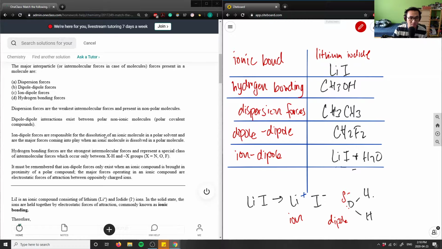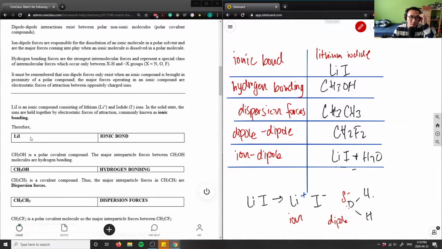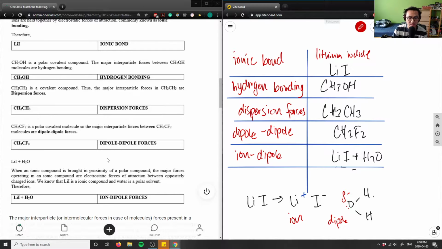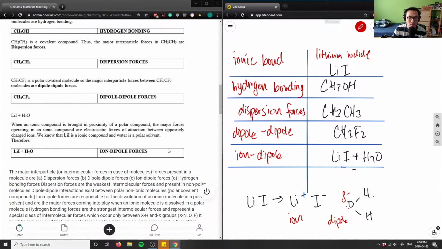Ion dipole is simply a dissolution of an ionic molecule, so lithium and iodide, in a polar solvent such as water. And then we have the major forces coming into play when an ionic molecule is dissolved in a polar molecule, right? So I have a cation of lithium, and it's attracted to my dipole of oxygen here. That's good. And finally, dipole is simply a dipole moment within the molecule. Therefore, lithium iodide is our ionic bond, good. Hydrogen bonding is in methanol. CH3 is dispersion forces. CH2F2 is dipole forces, and lithium iodide in water is ion dipole.